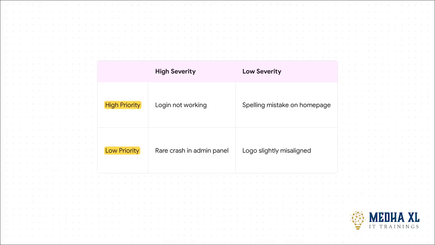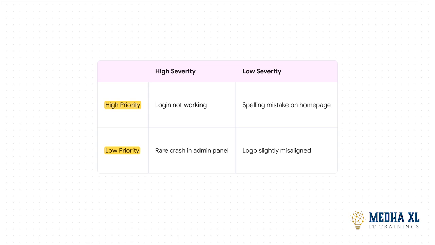Okay, and here is where it gets really interesting, because severity and priority do not always go hand in hand. Look at the top left. The login not working, that's high severity, the system is broken, and high priority. The business is stopped. Easy. But now look at the others. A rare crash that only happens on an admin page that only developers see, that's technically high severity, a bad crash, but it's low priority to fix because no customers are affected.